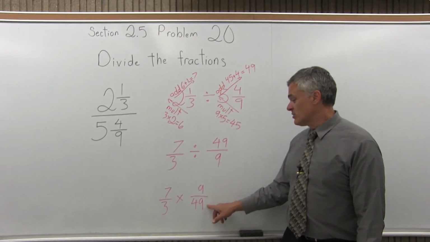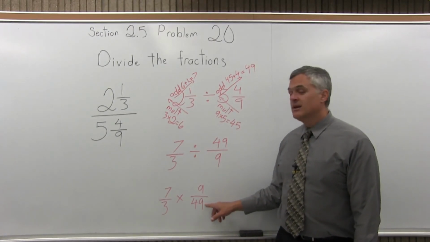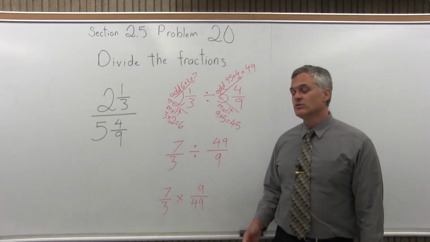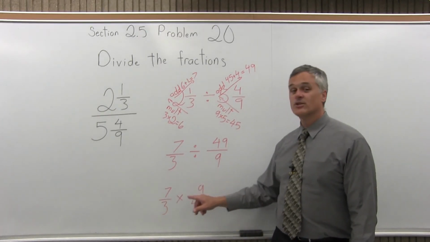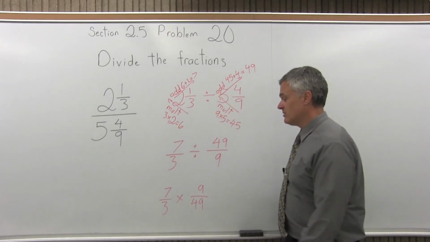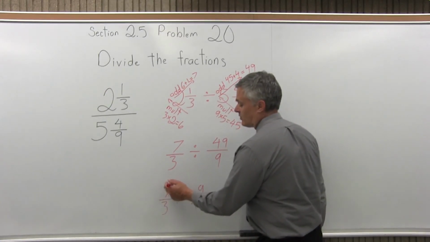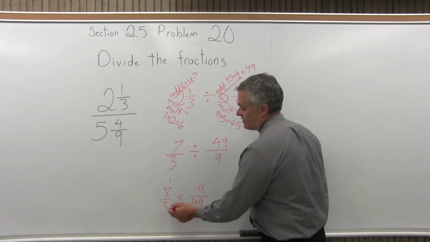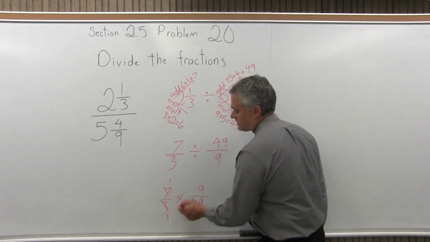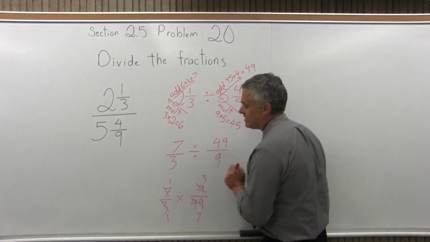Looking at this, especially where the numbers are somewhat big, it's in my best interest to pre-reduce this. Notice the 49 and the 7 reduce nicely. The 9 and the 3 reduce nicely. So let me go ahead and do that. 7 goes into 7 once, 7 goes into 49 7 times. And the 3 goes into 3 once, 3 goes into 9 3 times.